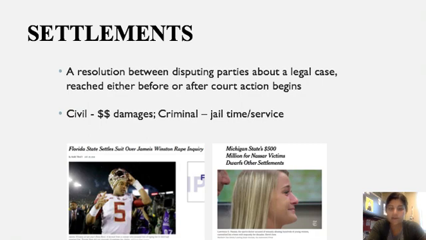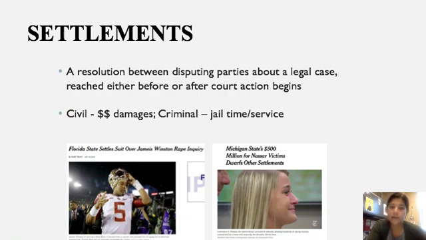A couple of examples here of prominent settlements. You might remember a couple of years ago, Jameis Winston was accused of rape while he was at Florida State. That plaintiff ended up suing the university because they failed to properly manage that complaint that she had made from a Title IX office perspective. And they ultimately ended up having to pay her, I believe it was like $800,000 in the settlement. Again, that was decided before actually going to court.